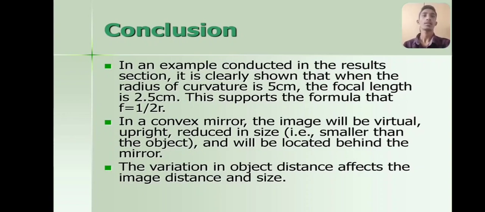In a convex mirror, the image will be virtual, upright, reduced in size, that is smaller than the object, and will be located behind the mirror. The variation in the object's distance affects the image distance and size.